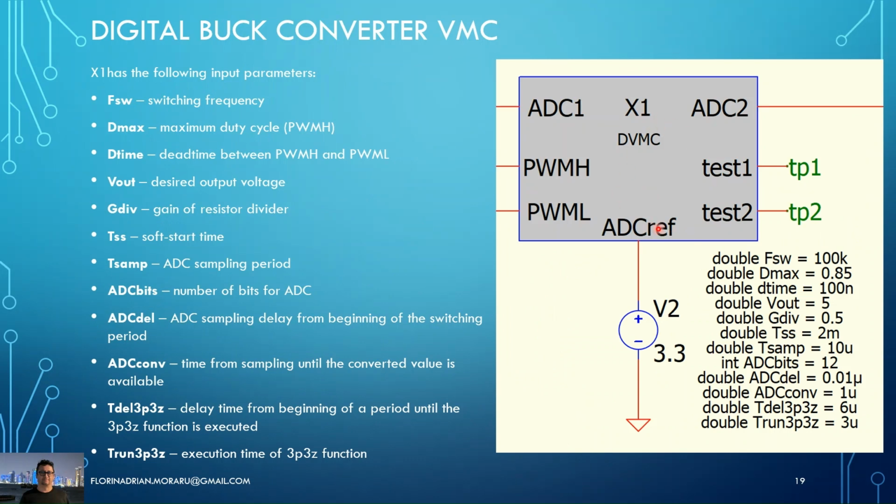On a closer look at this DLL block, I defined some input parameters like switching frequency, maximum duty cycle, dead time between PWM high and PWM low, desired output voltage, gain of the resistor dividers, soft start time, sampling period, number of ADC, number of bits for the ADC, and ADC delay. This has to do with the trigger when the ADC is triggered, the conversion time of the ADC, then the delay until the linear difference equation inside the software is executed within every switching period, and this is the execution time of the linear difference equation.